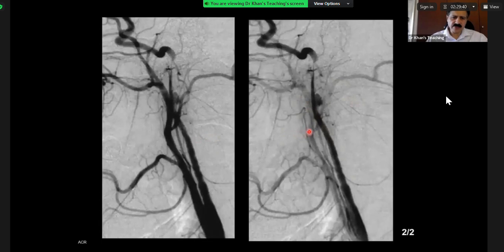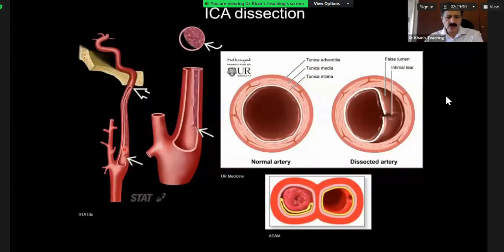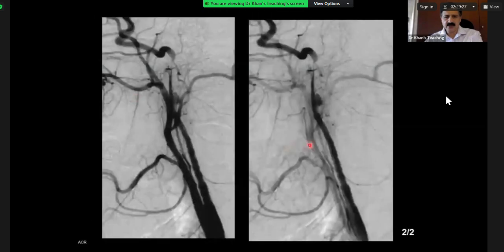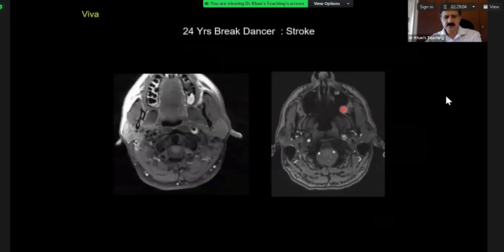Now, if you see here, the main finding of dissection is that there will be tapered narrowing. Look here, go back to this diagram. You see, it goes all the way here. Tapered narrowing means that initially more lumen is visible and then less true lumen is visible. Considering the history, this is in keeping with a pseudoaneurysm, which can happen with dissections. So this is a dissection of the ICA.